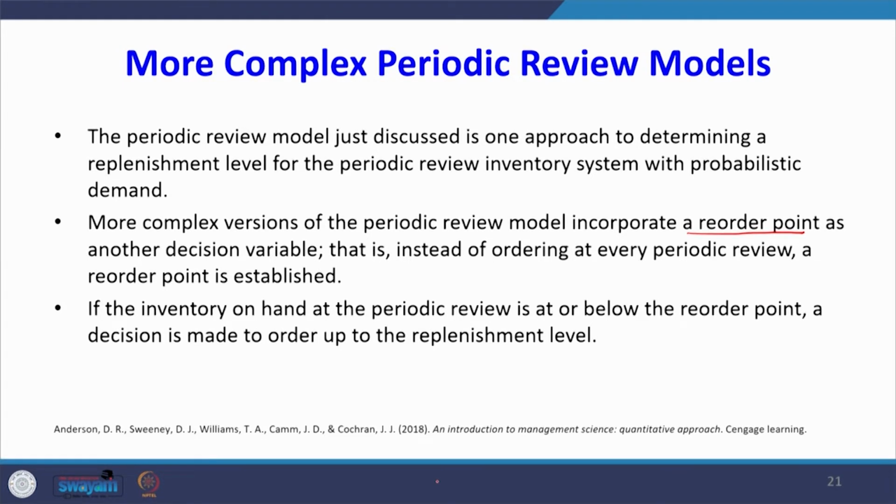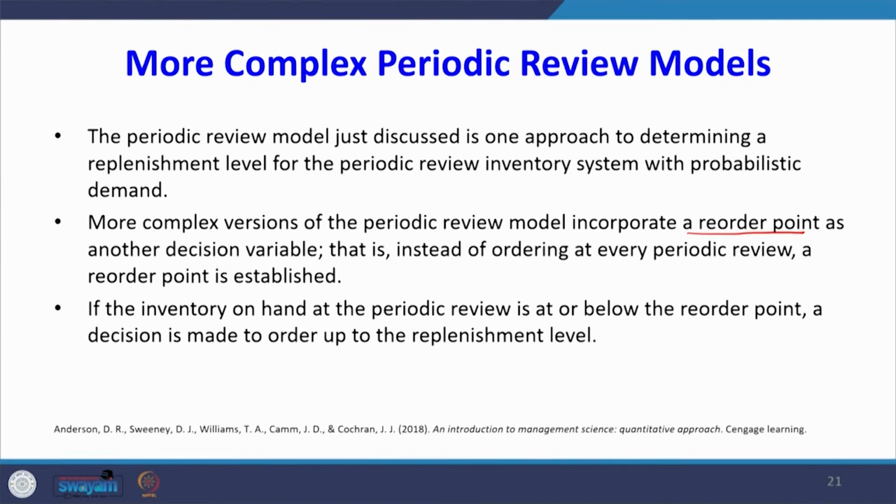Here our decision variable is only M, that is the replenishment level. If you consider more complex versions, even the reorder point can be considered as another decision variable. That is, instead of ordering at every periodic review, an order point is established. Whenever the demand reaches that point, we will make an order. If the inventory on hand at the periodic review is at or below the reorder point, a decision is made to order up to the replenishment level.